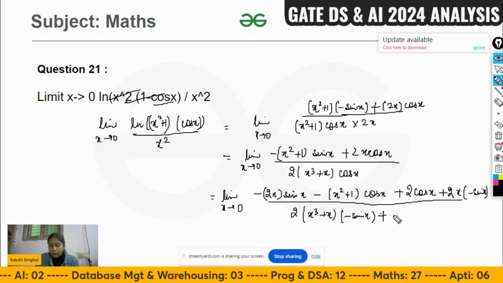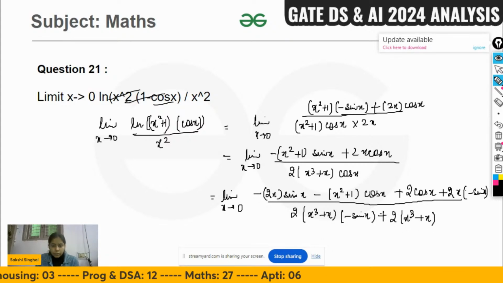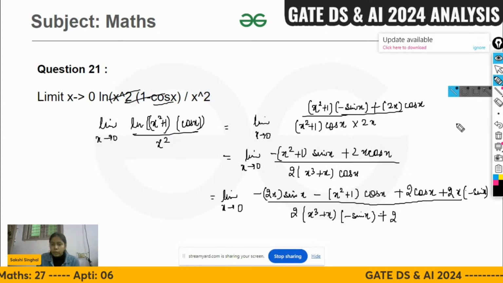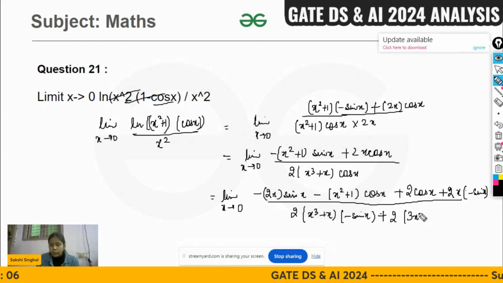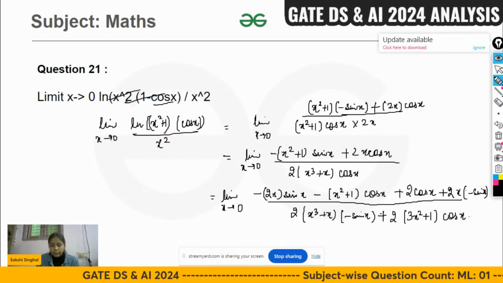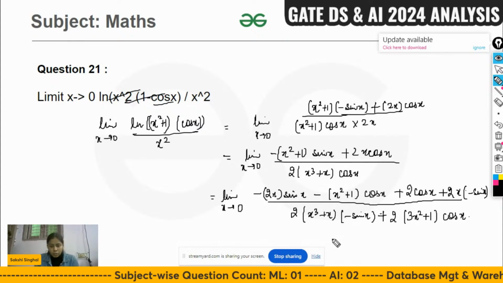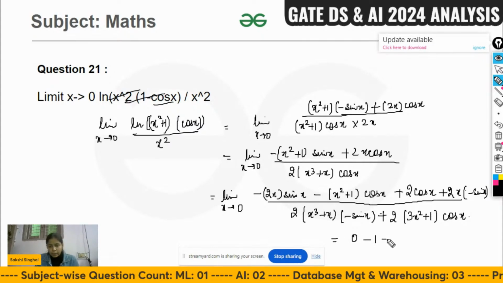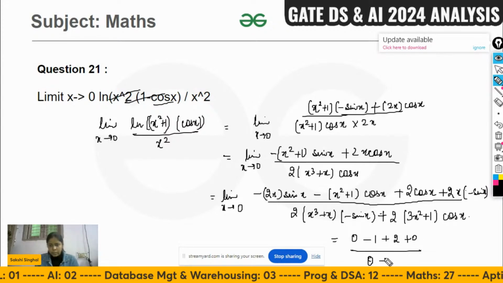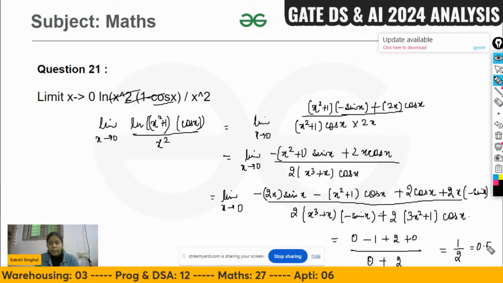And then we have a plus sign 2 of x cube plus x. Okay, sorry. I just have to differentiate this. So what would I get here? I'll get 3 into x square plus 1 and differentiation of cos x as it is. Right? So now I'll try to put the limit. So what would I get? 0 minus 1 plus 2 plus 0. The denominator would be 0 plus 2. Right? So I can see that 1 by 2. So 0.5 is the limit.